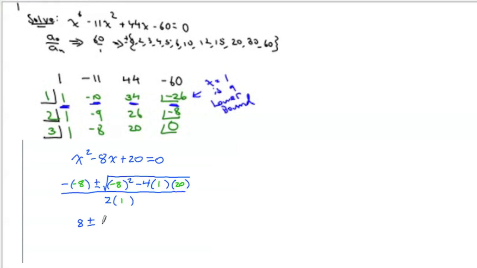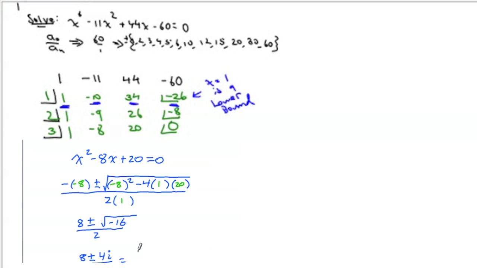So we get 8 plus or minus the square root of 64 minus 80, that would be negative 16, all divided by 2. So what's that become now?